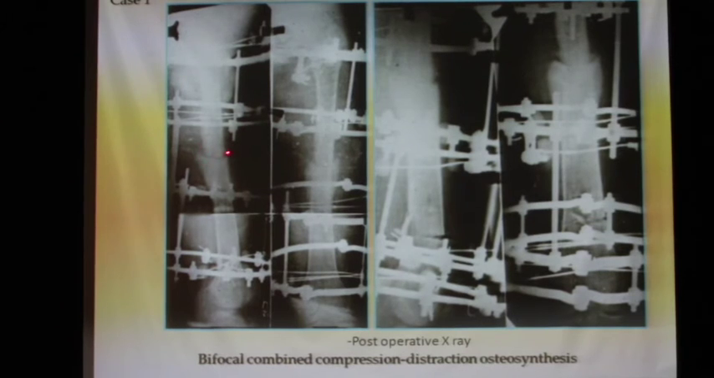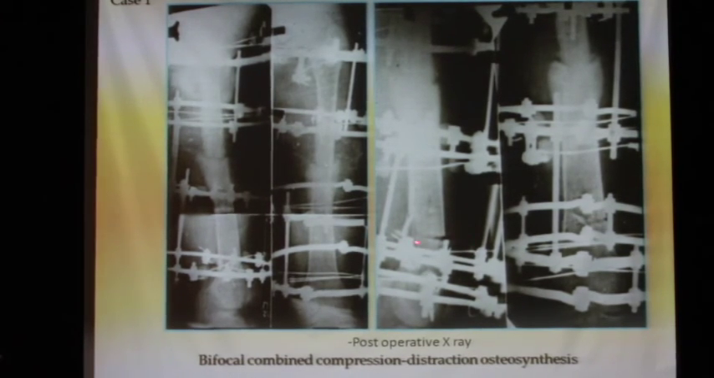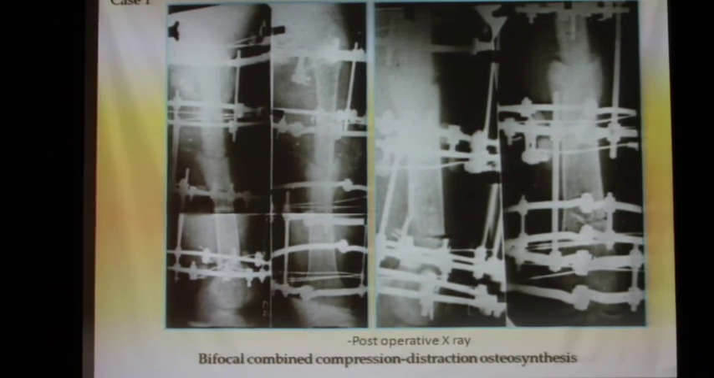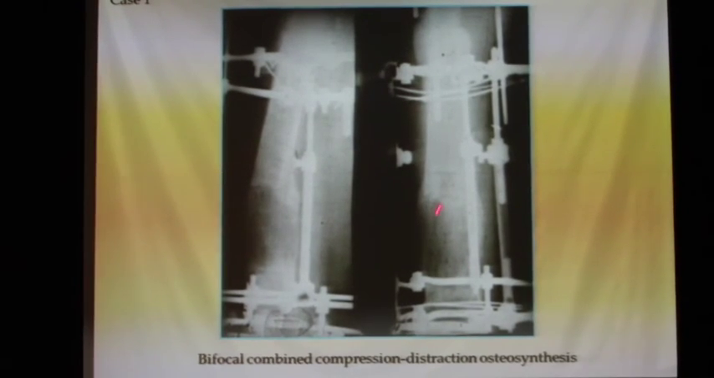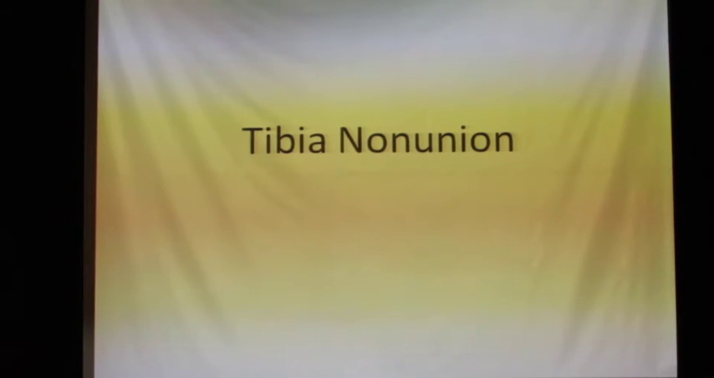We have done the compression, and here lengthening was done. Ball and socket was there, so the bone is united. This is the distraction lengthening we have done here. The bone is united beautifully. Now we have done that femur non-union.